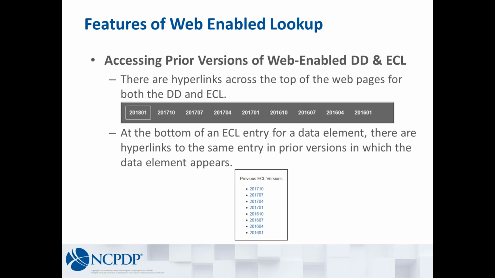In addition, within the external code list for a data element, there are hyperlinks at the very bottom. By clicking on one of those, it will take you to the entry for the same data element in that prior version. And it will only have links for whichever prior version that data element appears in.